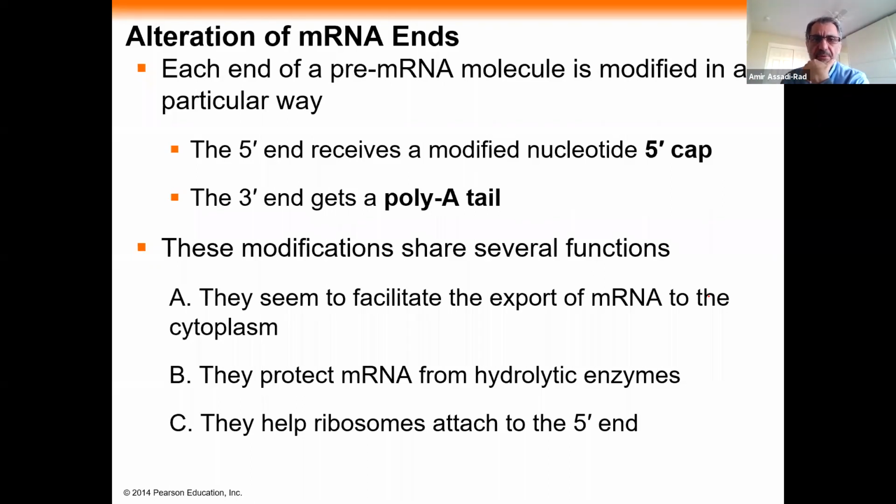So each end of the pre-mRNA molecule is modified in a particular way. The 5' end receives a modified nucleotide, the 5' cap. You will see a picture, and the 3' end gets a poly-A tail. So you see that these modifications share several functions. They seem to facilitate the export of mRNA to the cytoplasm. They protect mRNA from hydrolytic enzymes. And then, of course, in the cytoplasm, that's what happens. And then the ribosomes attach to the 5' end.